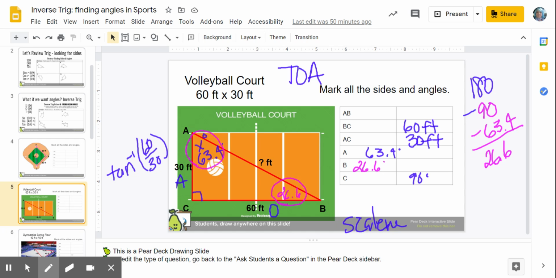The hypotenuse. How do I find the hypotenuse if I know two sides? 30 squared and, so remember, my A, my B, and my C are always sides. So once you do 30 squared and add 60 squared and take the square root, what's C equal? It kind of makes sense.